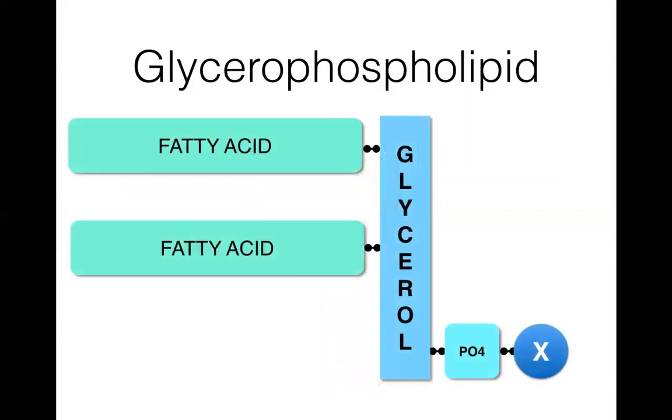So we have here a schematic diagram of the structure of a glycerophospholipid. Just like what I said earlier, the backbone is glycerol. Esterified to it are two fatty acids, which may be either saturated or unsaturated. And the head, of course, is a phosphate. And there may be some other polar components attached to the phosphate head.